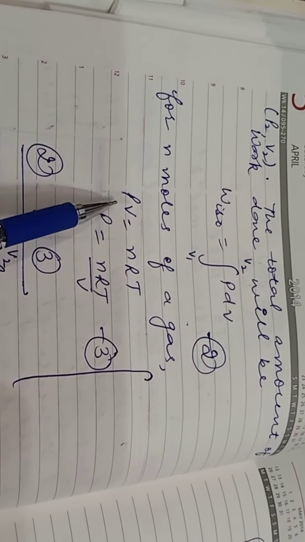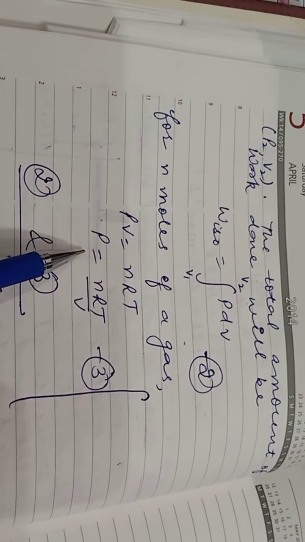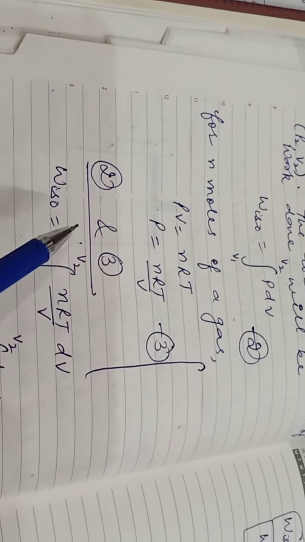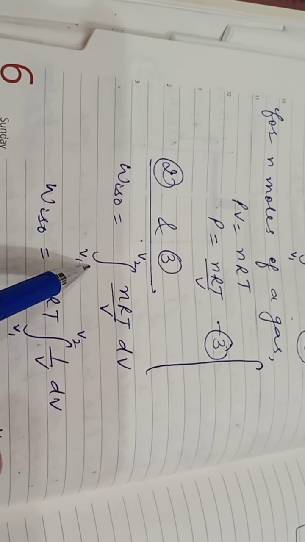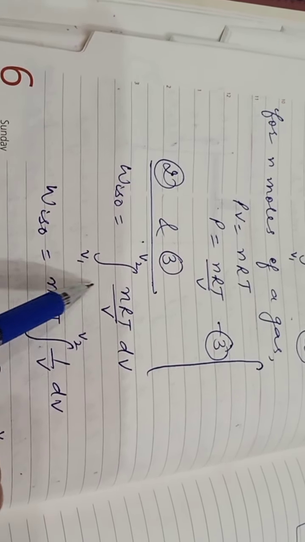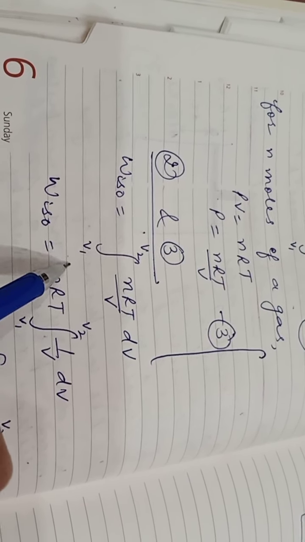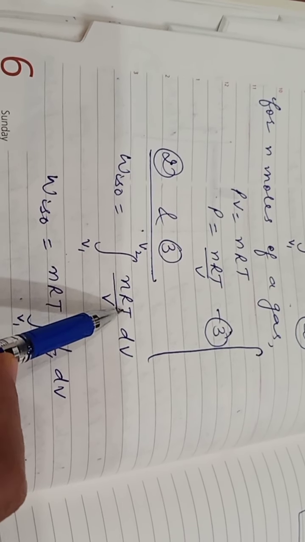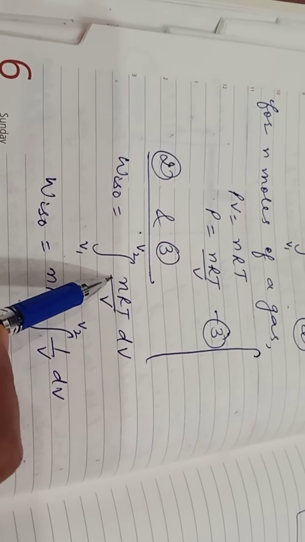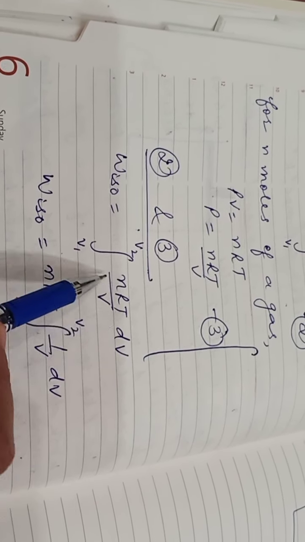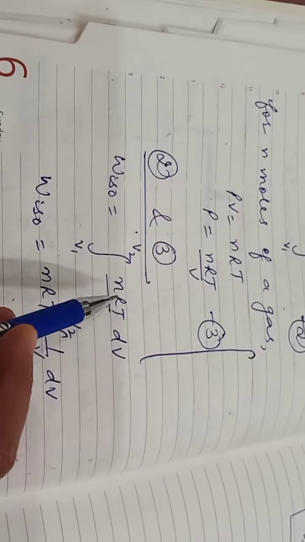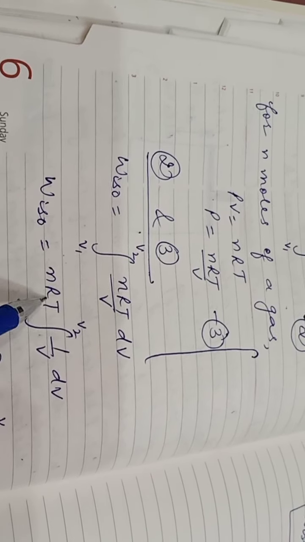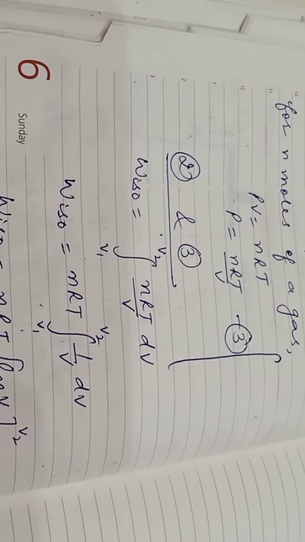Now for the ideal gas equation, PV is equal to nRT. The value of P is equal to nRT upon V. Put this value of P, that is pressure, in equation number 2. So we get W isothermal is equal to integration of nRT upon V dV, and the integration varies from V1 to V2. Now we know that in an isothermal process temperature is constant, R is the universal gas constant, n represents the number of moles. So nRT does not vary, so we can take these terms out of this integral. So we get W iso is equal to nRT integration from V1 to V2 of 1 upon V dV.